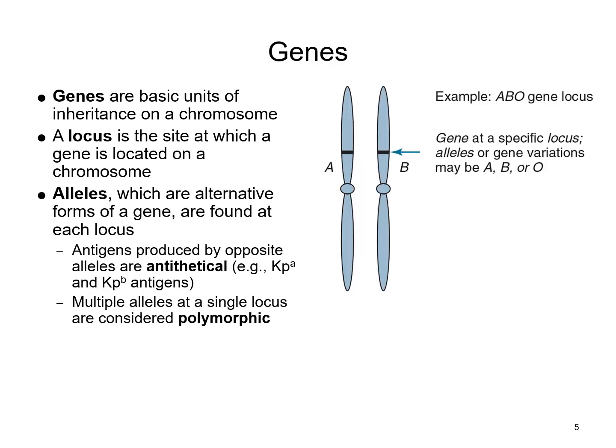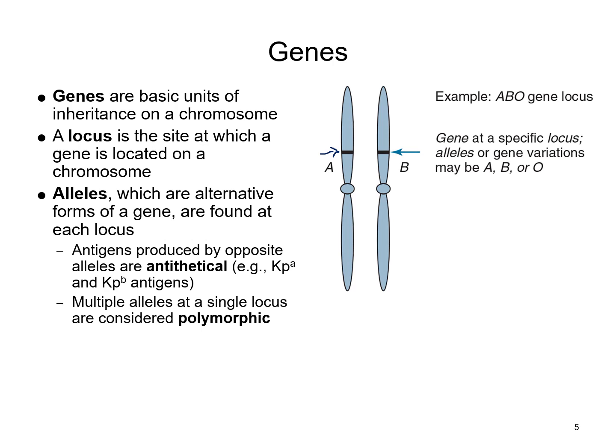So a gene is a basic unit of inheritance on a particular chromosome. If we look at a chromosome and at a specific spot on that chromosome, we're trying to locate more specifically the ABO gene locus. So we look at the particular genetic loci on that chromosome. Here in this example, this is where the ABO gene locus is located. A locus is the site at which the gene is located on a chromosome.